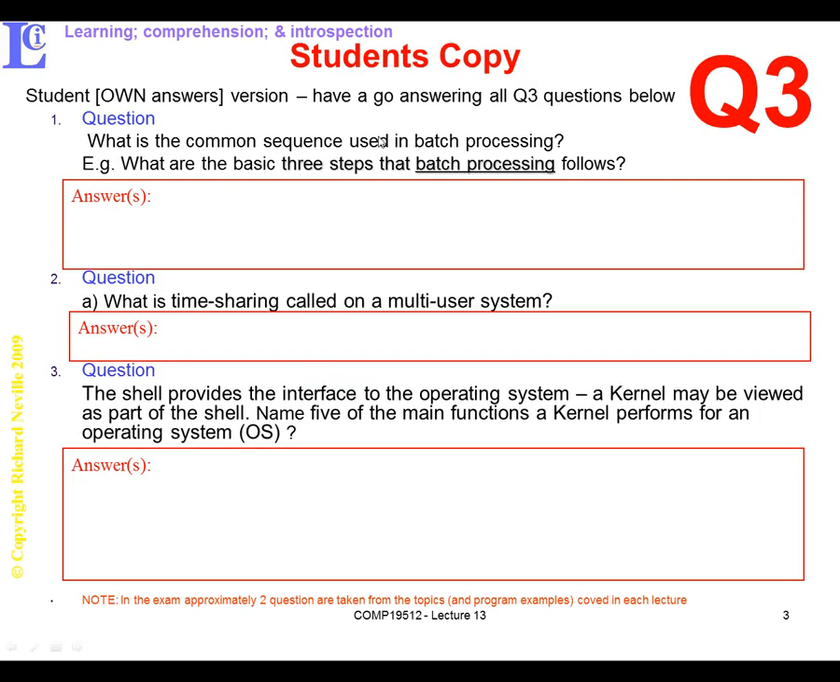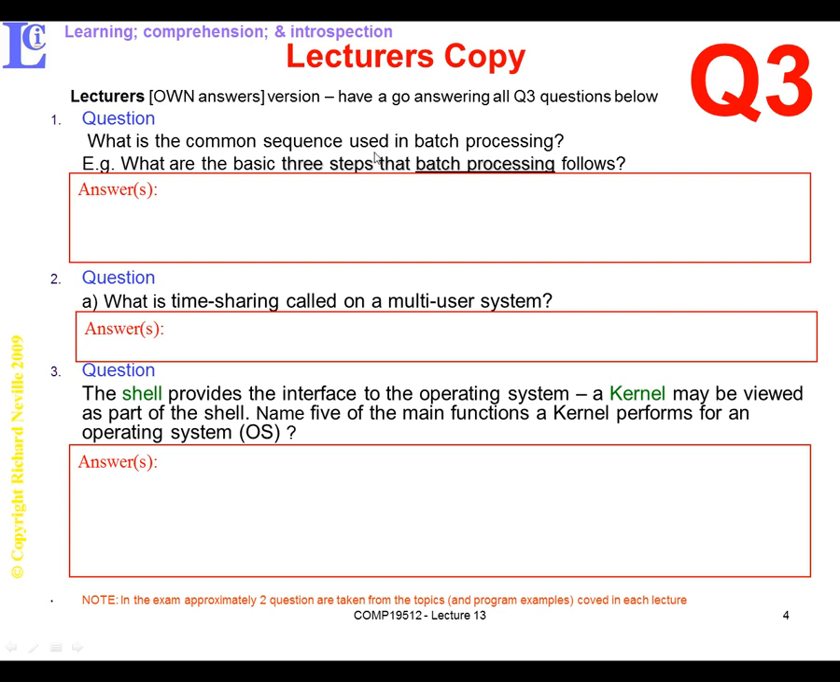So we're going to start this lecture with the standard Q3s. We're going to look at last week's lecture when we looked at operating systems and where they all began. Let's look at the first question then. The question is, what is the common sequence used in batch processing? What are the basic three steps that batch processing follows? I'll give you a minute to think about that.